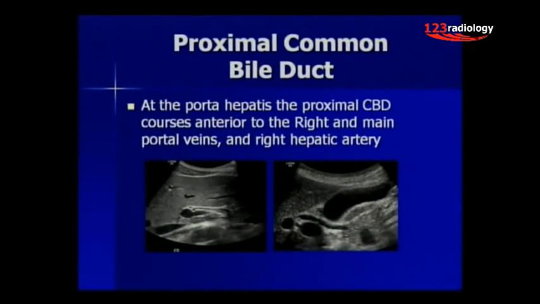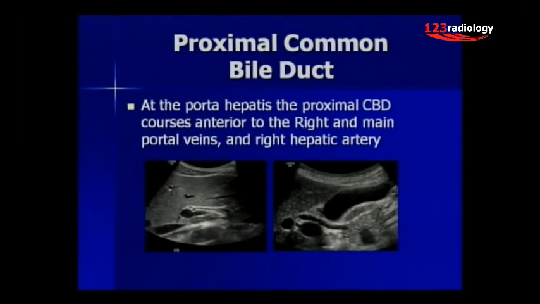Here's an example of proximal common bile duct at the porta hepatis, coursing anterior to the right and main portal vein and the right hepatic artery. Another example of the common hepatic duct where we can see it all the way to the pancreatic head. In talking about the common bile duct, we use the terms proximal and distal. Proximal refers to the segment of the duct in relative proximity to the liver, and distal refers to the more caudal aspect in relative proximity to the bowel.